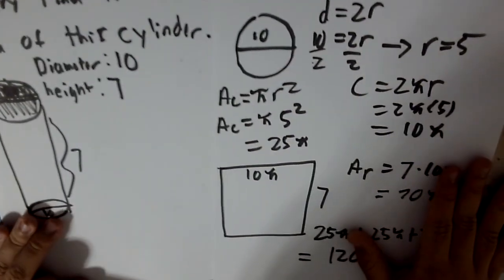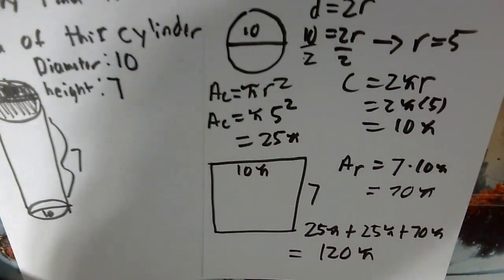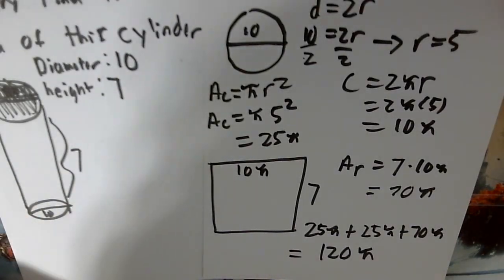So that is how you find the surface area of a cylinder. And the next lesson after this will be how to find the volume of a cylinder.